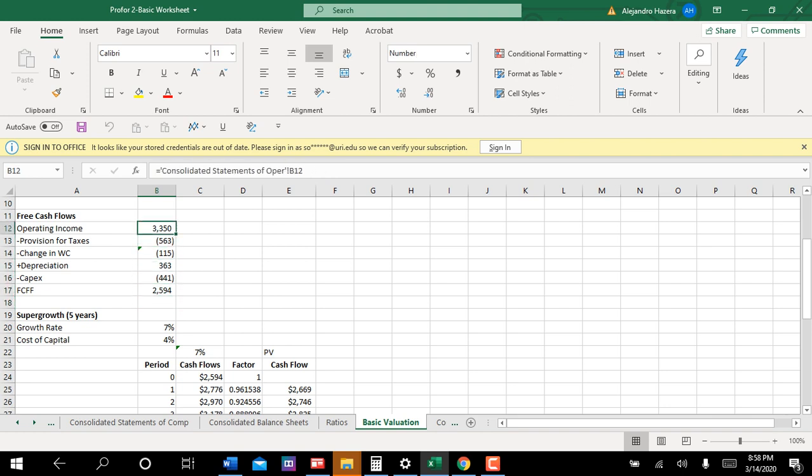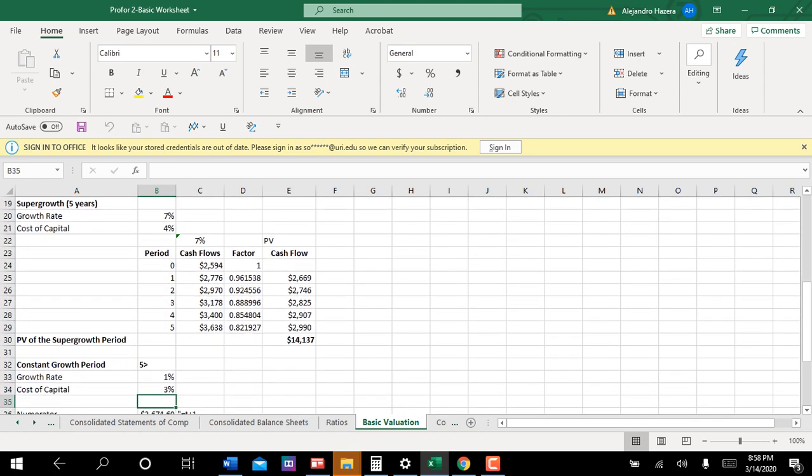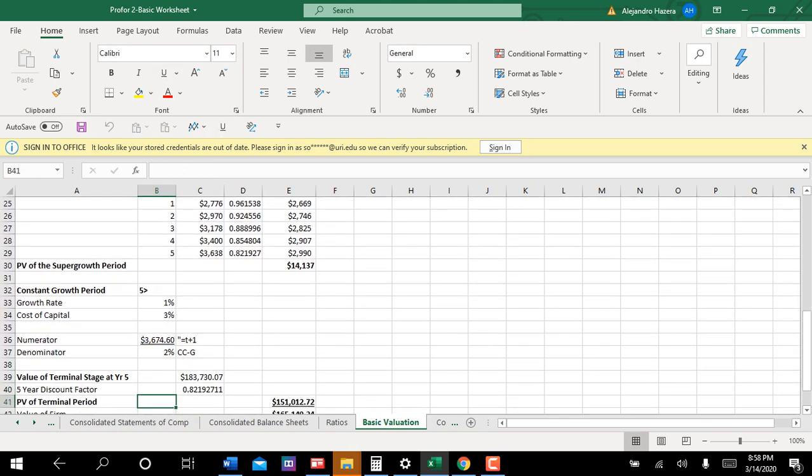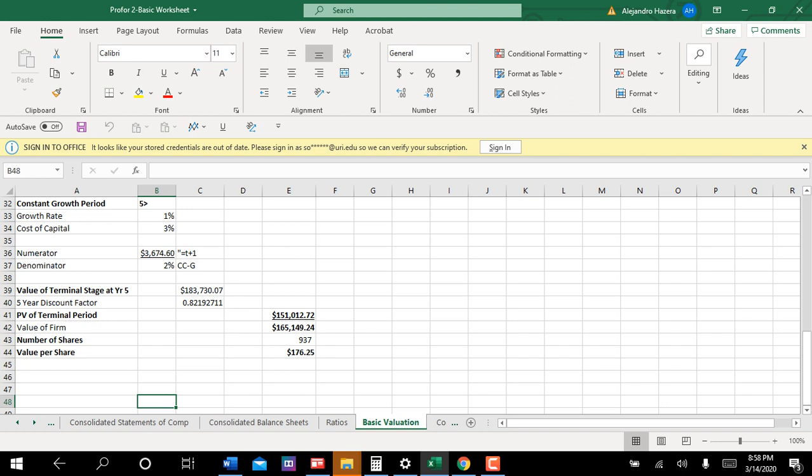Free cash flows, you remember, totaled 2,594, that would be 2,594,000,000. The super growth period had a total value of 14 billion. The terminal value period had a value of 151 billion. Finally, the total value of the firm was 165 billion, and we got a value per share of $176.25, which is actually much higher than it's trading for now.